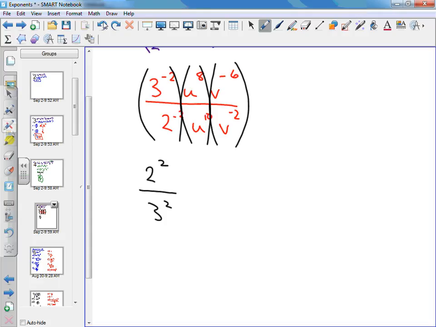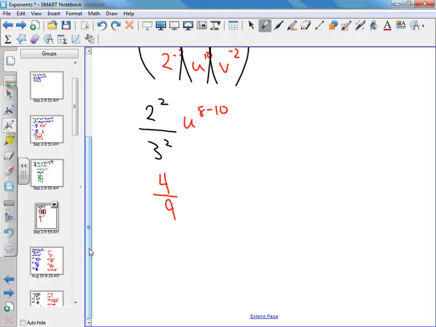Okay? So, we're going to do the first one all the way down. So what's 2 squared? What's 3 squared? 9. Does that make sense? Go to the next problem. How are my bases attached? By division. So what do? Subtract the exponents. That's 8 minus 10. What is 8 minus 10? U to the negative 2. Put it over 1. What do? Not flip it. Okay, so now, I'm not done, so what do?